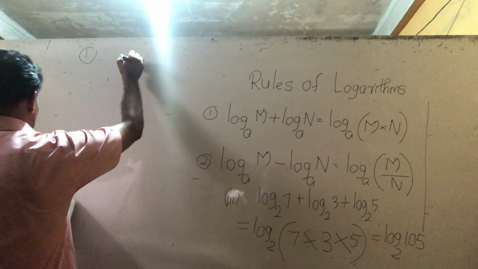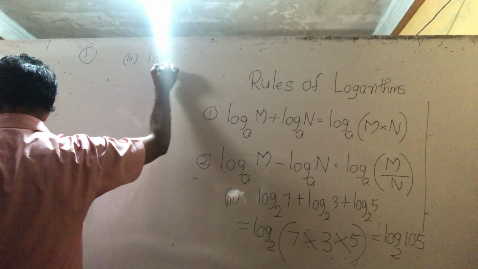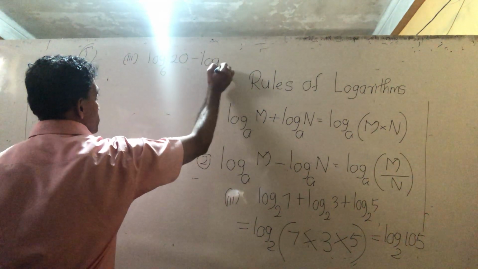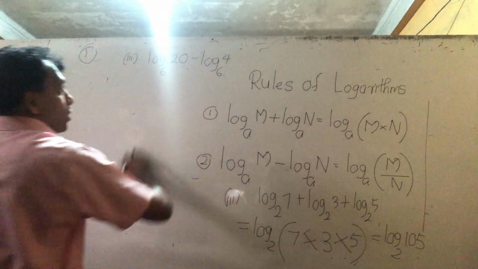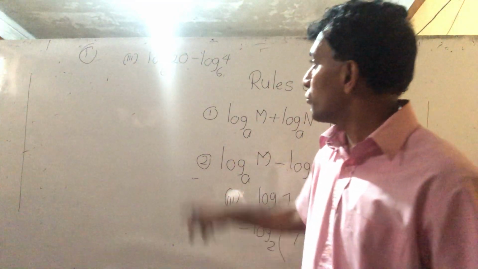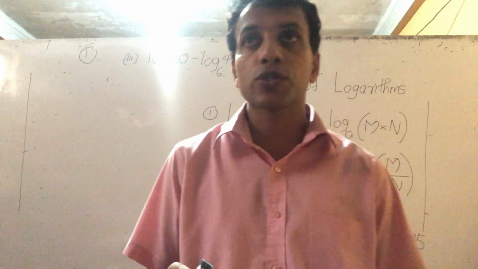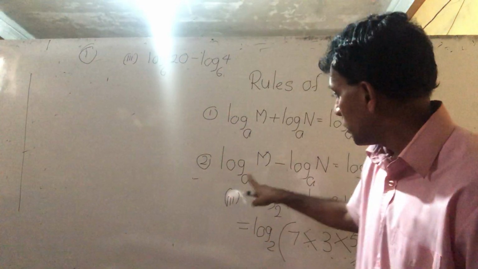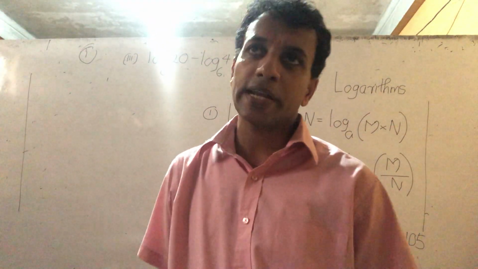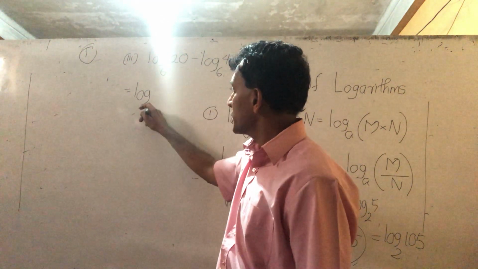Next, question number 3. That's for subtract. Logarithm 20 to the base 6 minus logarithm 4 to the base 6. Subtract. So first time we use what? Rule number 2. Bases are same. Minus comes, divide. You have to divide numerically and get the answer. So here, logarithm, take the 6 out.